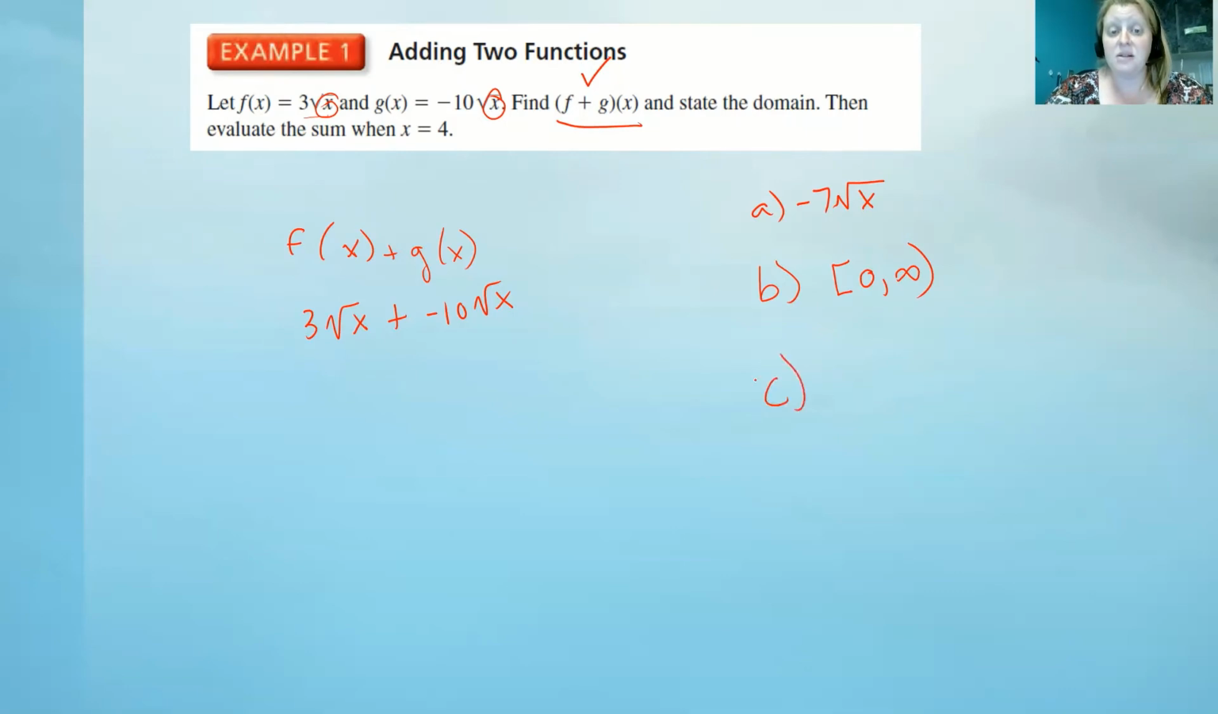Last but not least, they're just asking, what would you get as the sum if x was 4? Well, this is the formula when I added them together, so I can just plug 4 into that formula. You could plug it into the very beginning, but this will be quicker. So we're going to do negative 7 times the square root of 4, which is going to get us negative 14.